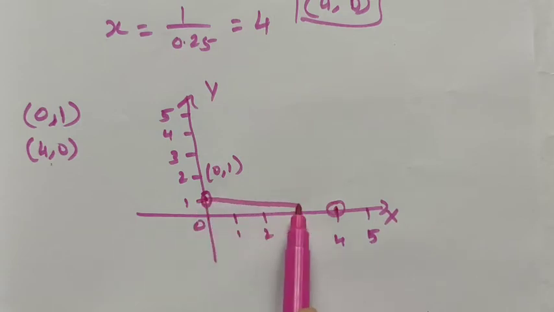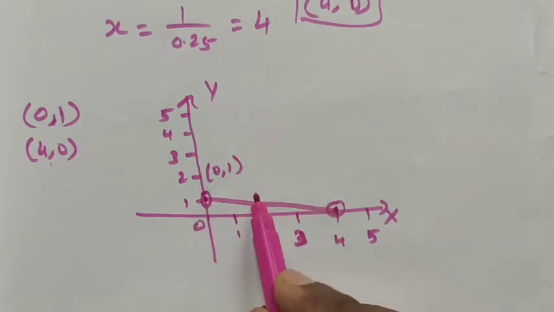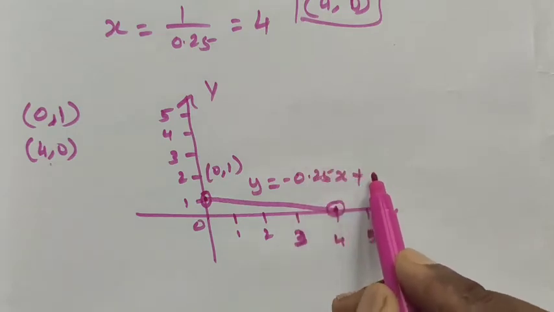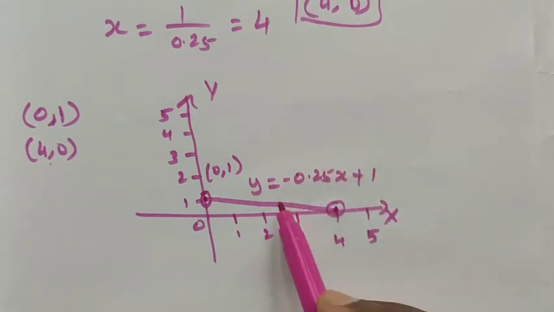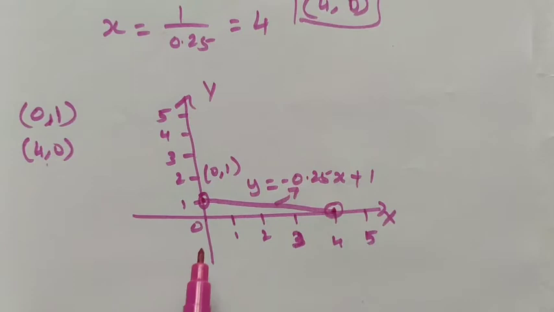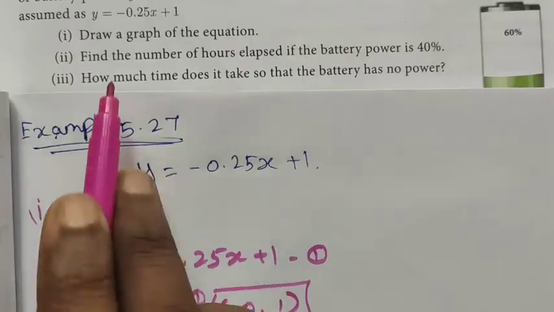So this is the equation of the line y is equal to minus 0.25x plus 1. This is the equation of this line. Either we can simply draw this approximately. This is x dash, this is y dash. This is the graph. Next we see the second Roman number.